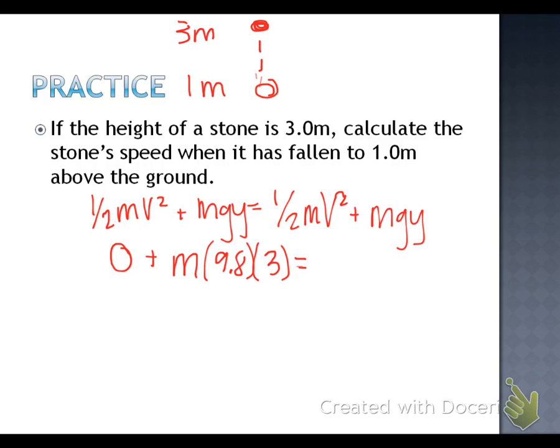What about kinetic energy at 1 meter? Are we going to have it or no? Yeah, because it's not going all the way to the ground. It's not coming to a stop. So we're going to have 1/2 m, we're going to be solving for v squared. Okay? Plus are we still going to have potential energy at the bottom, at the 1 meter mark? Yes, because it's still falling. So we're part kinetic energy, part potential energy. So m times 9.8 times 1.